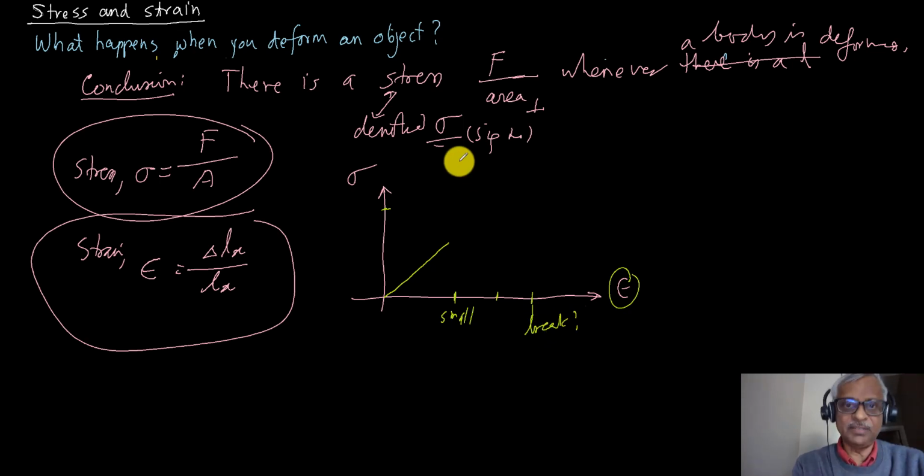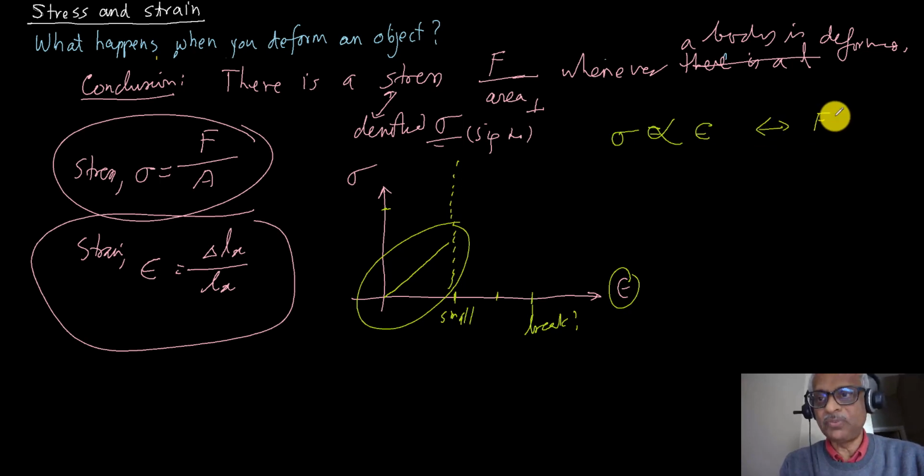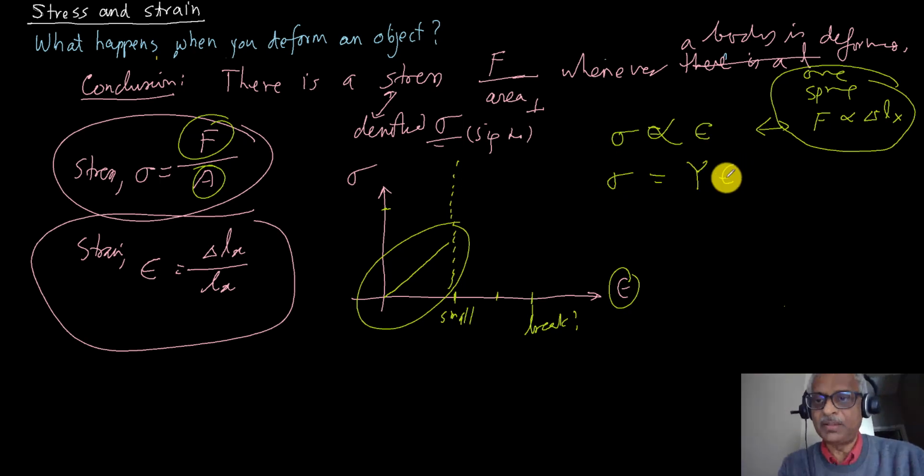So there is a range of applicability of this idea that they will be proportional to each other. So we can write that stress is proportional to strain, which is kind of like F proportional to delta Lx in a spring. If you have one spring, you have this case, but here the material has infinitely many springs, so we can just talk about force per unit area, not force. So sigma is proportional to the strain, and the constant of proportionality is called Young's modulus. Y is some constant, the Young's modulus of the material.